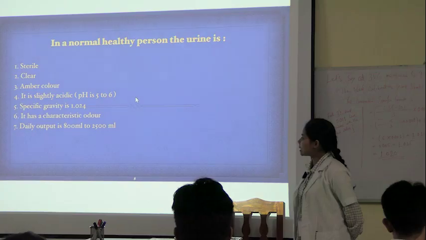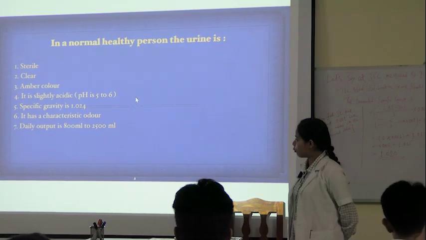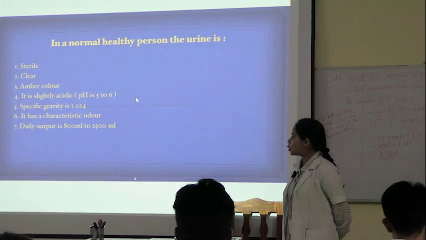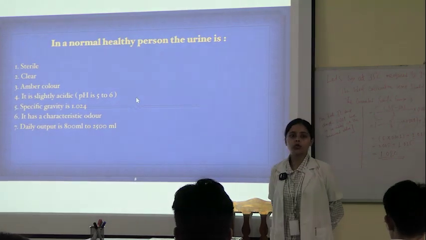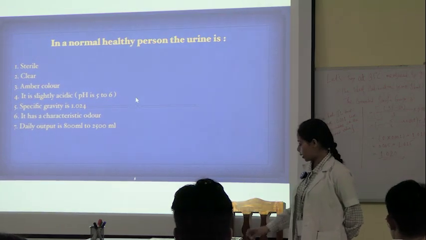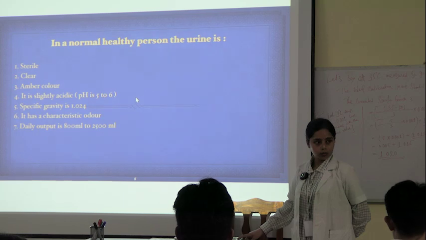Okay, so the specific gravity is 1.024 and it has a characteristic odor. Daily output should be 800 ml to 2500 ml. That's the daily output, that much it should be.